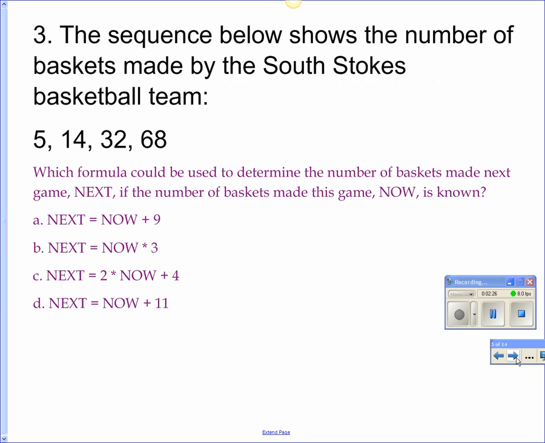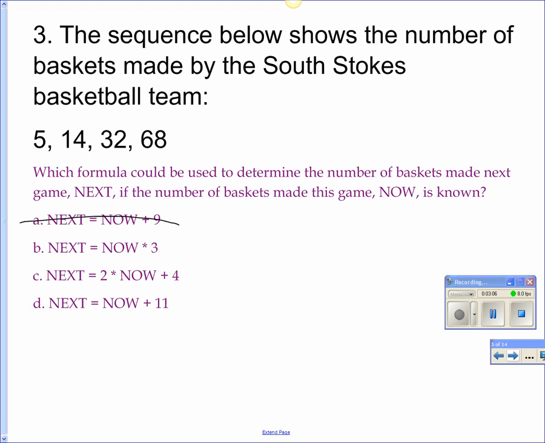All right, number 3, the sequence below shows the number of baskets made by the South Stokes basketball team: 5, 14, 32, and 68. Which formula can be used to determine the number of baskets made next game, if the number of baskets made this game now is known? Okay? All right. So let's look at answer choice A. A says you're doing what? Plusing 9. What's 5 plus 9? 14. What's 14 plus 9? So does plusing 9 work to get all the numbers? No. So A doesn't work.